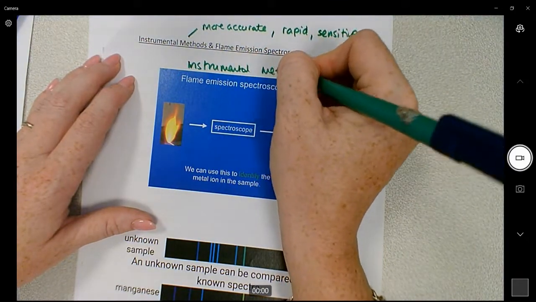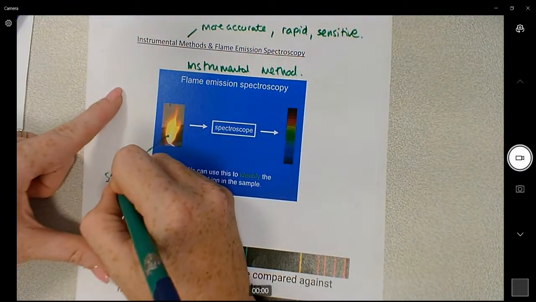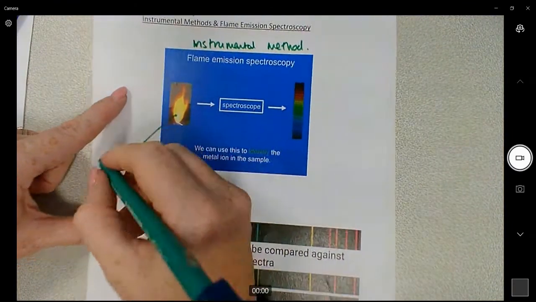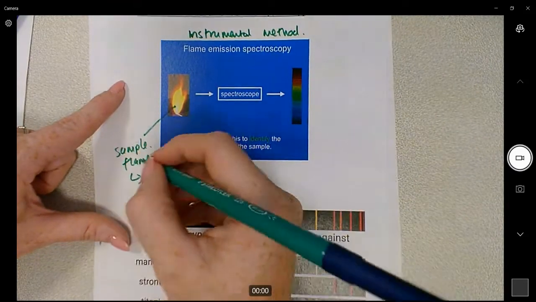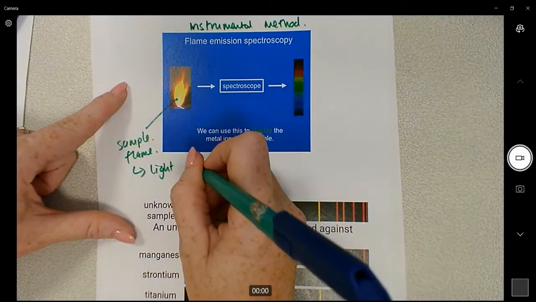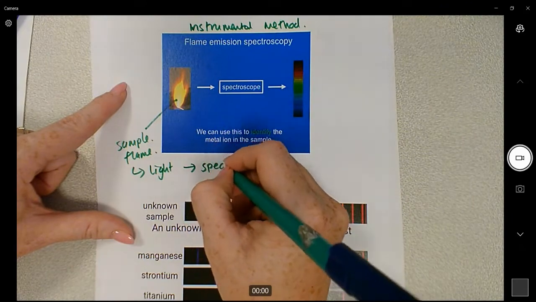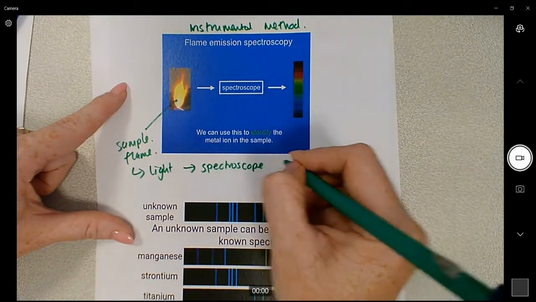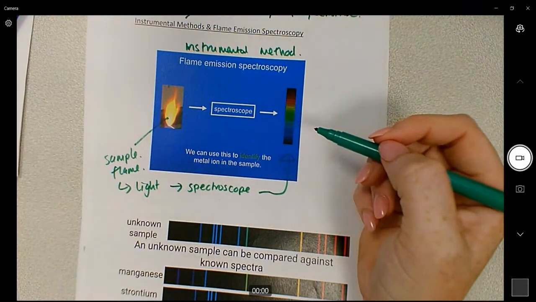So again, very similar to that of the flame test. You can see I've got my sample that I've placed into the flame, and that sample then emits light, and that light then, as you can see in the picture, passes through a spectroscope, and as a result, we produce a spectrum of colours.